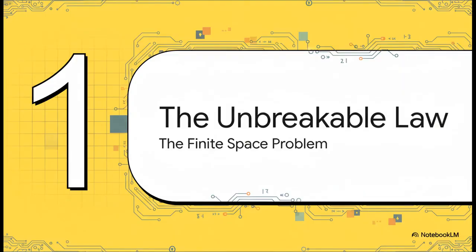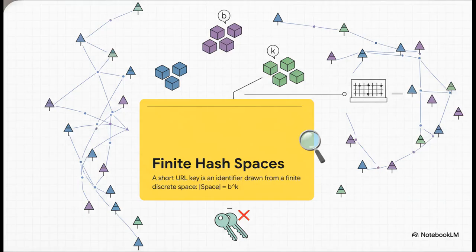To build this system the right way, we have to start with the one fundamental mathematical law that governs everything we're about to do. It's a constraint that we simply cannot escape. You know, the internet might feel infinite, but our pool of short URLs is anything but. The total number of possible short links we can ever create is just the size of our character set, our base, B, raised to the power of the key length, K. This creates an immediate hard upper limit on our whole system, and it introduces the very real risk of collision.